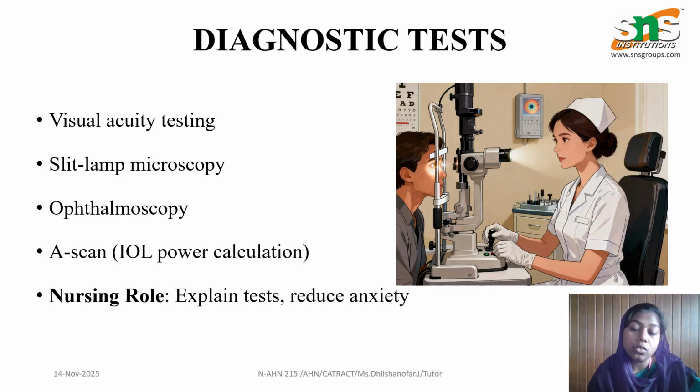So what are the diagnostic tests we can take? Coming to the diagnosis, visual acuity testing will be done. What is the power of the lens, we can test. Then slit lamp microscopy, which was used in the previous days, and ophthalmoscopy, and then A scan. That is for the intraocular lens power calculation. During these tests, we have to reduce the anxiety of the patient and explain the procedure clearly. By explaining the procedure clearly, we can reduce the anxiety and clarify the doubts of the patients.